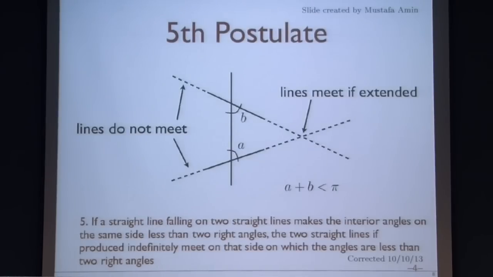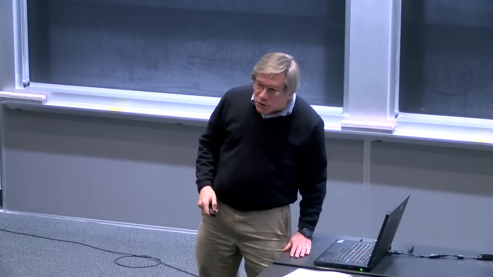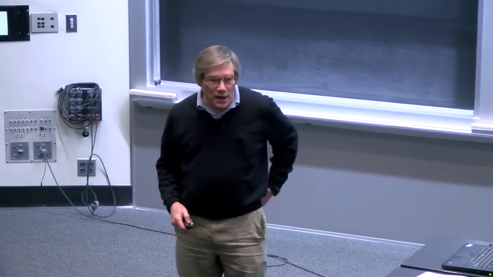The fifth postulate says that if a straight line falls on two other straight lines such that the sum of the two included angles is less than pi, then these two lines will meet on the same side where the sum of the angles is less than pi, and will not meet on the other side. This postulate was something that attracted attention really from the very beginning, because it seemed like a much more complicated postulate than the other four.